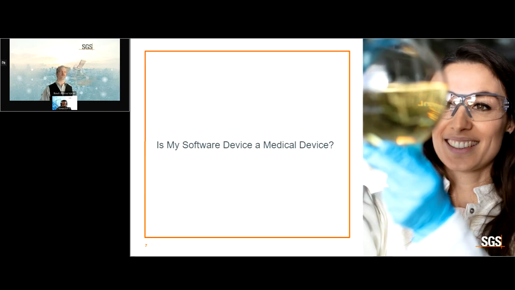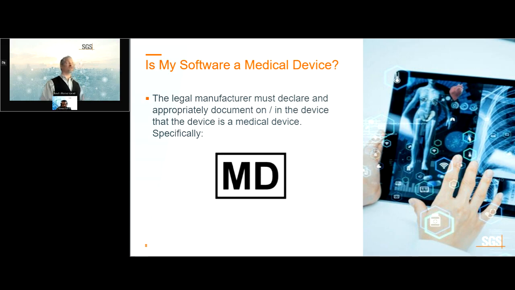So we're going to start with, is my device a medical device? For software, it's actually not always 100% clear whether or not your device is a medical software device. And when we want to know whether or not our device is medical under the MDR, we of course go to the definitions, because a legal manufacturer must always declare and document on or in the device that it's a medical device. When we say labeling for software, usually we're talking about your about screen or your loading screen. Somewhere you have to make this declaration, use the standardized label symbol, MD, and say you're a medical device.